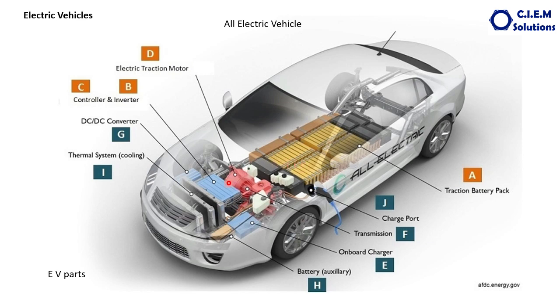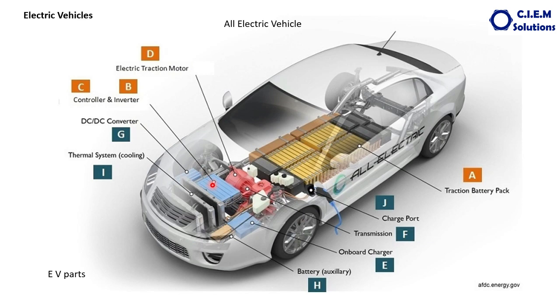The third component is the inverter, which converts the DC power, direct current power, from the batteries into alternating current, AC, because the motor works with AC current, whereas the batteries supply DC current. To convert the DC into AC, the inverter is used.